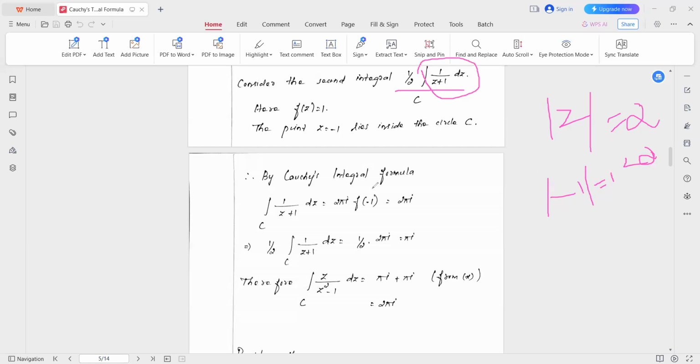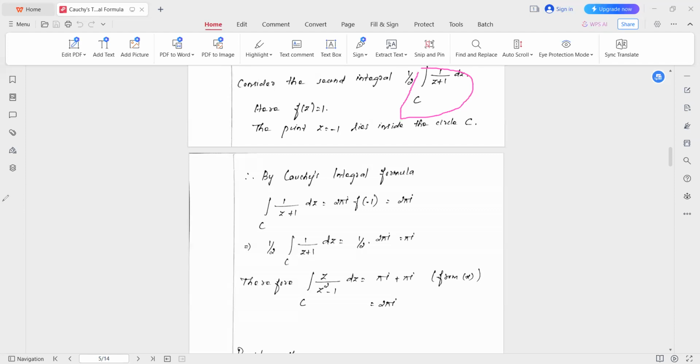So therefore, by Cauchy's integral formula, integral over C 1 by z plus 1 dz becomes 2 pi I into f of minus 1. Here the point is minus 1. Since f of z is equal to 1 for all values, we have f of minus 1 as 1, so it is equal to 2 pi I. So now we have found the value of this one.